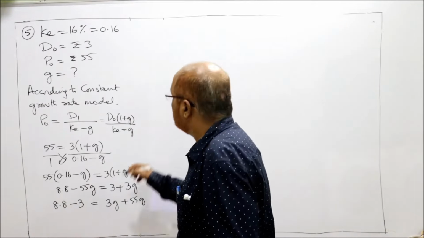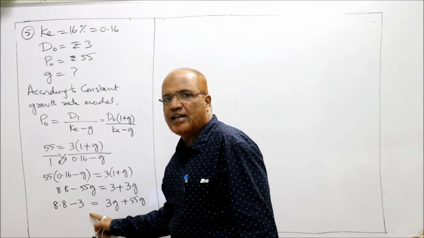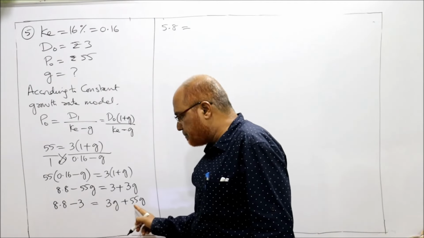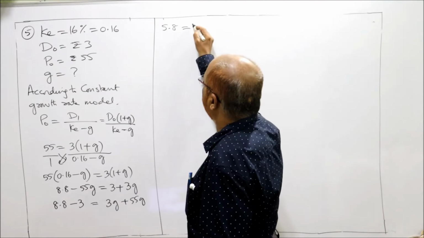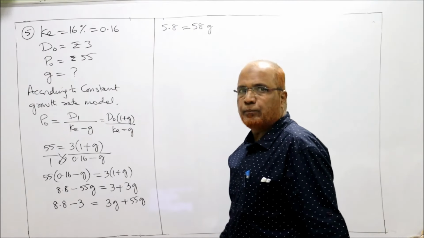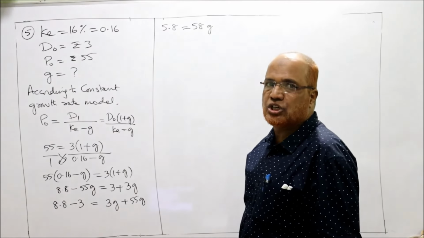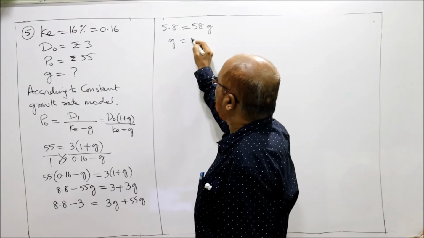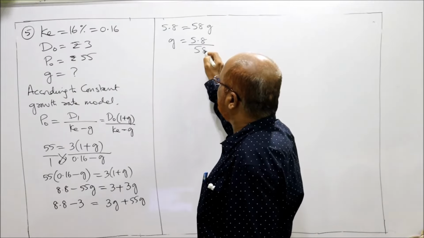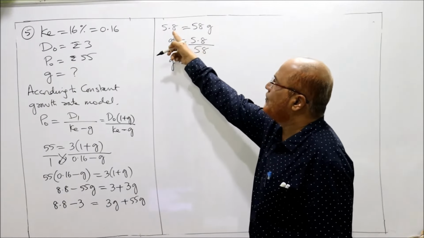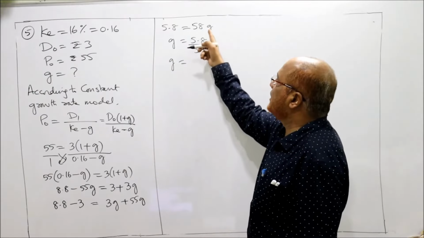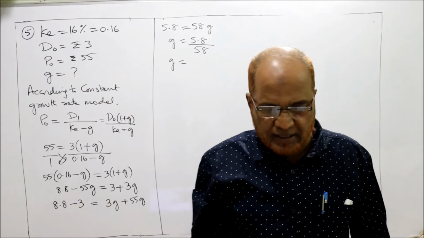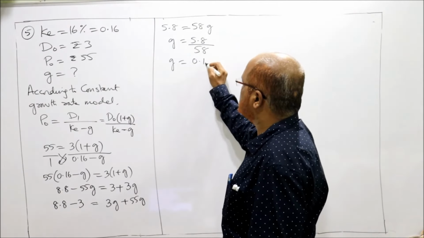So 8.8 minus 3: take 3 out of 8.8, it is 5.8. 5.8 is equal to 3G plus 55G, 58G. So 5.8 is equal to 58G. Now moving to the other side, G is equal to 5.8 divided by 58. There is multiplication between the two, so when brought to the other side it becomes division. So 5.8 divided by 58, you will get 0.10.